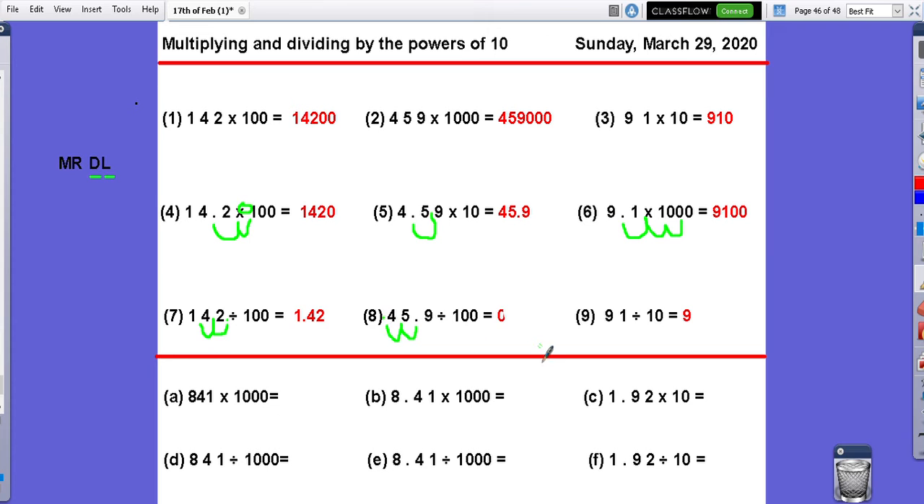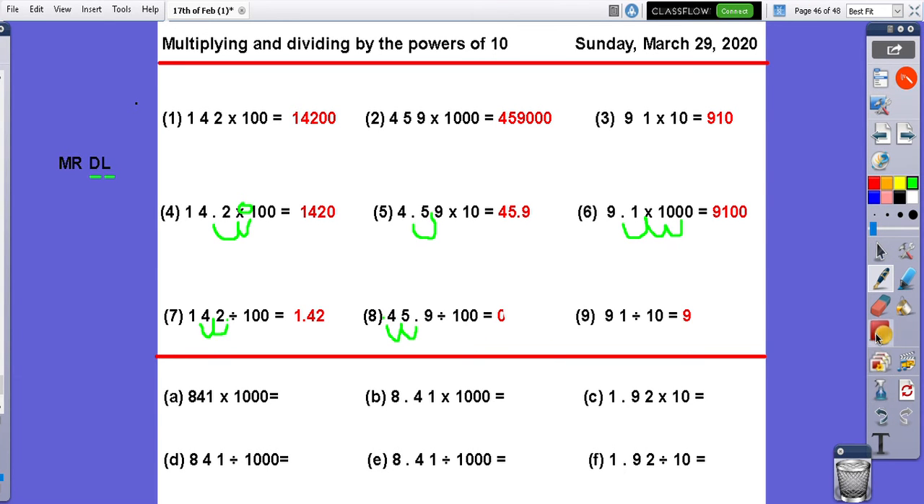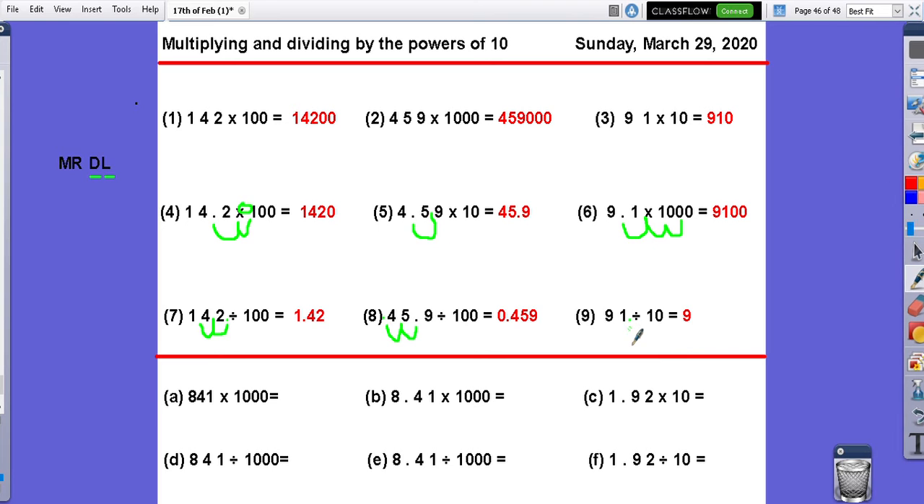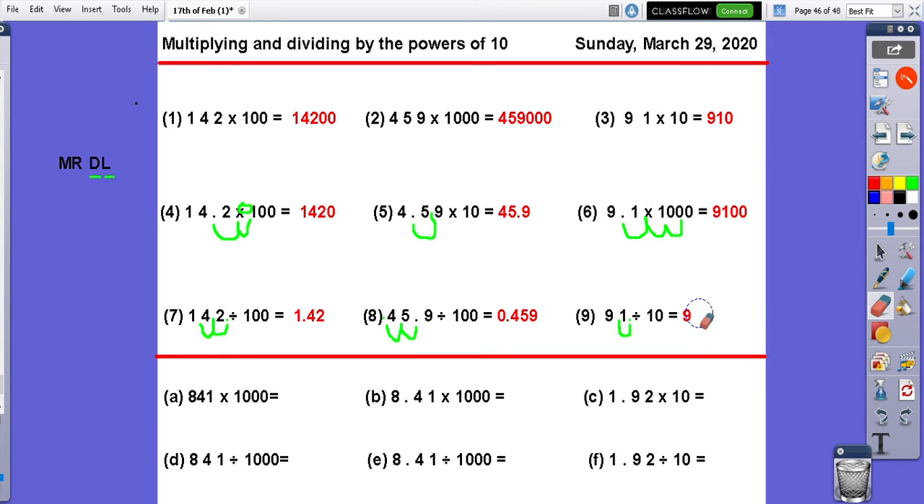So it's going to be 0.459. The same thing here: at the end, the decimal point is hiding at the end of the number. Moving it once to the left because I'm dividing it by 10 is going to be 9.1.